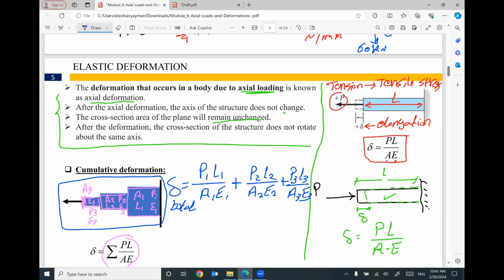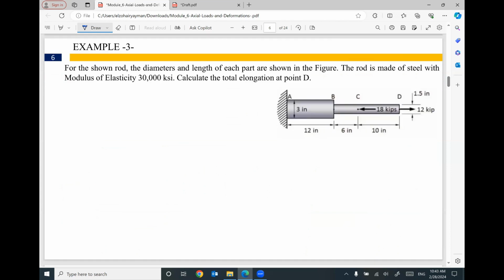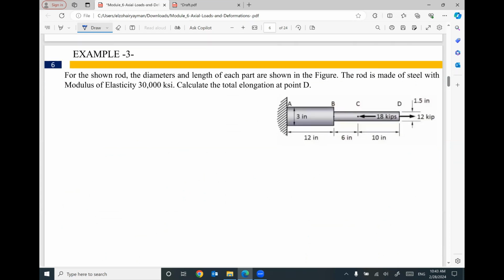Does that make sense? We have many examples covering this point. The first example is this one. For the shown rod, the diameters and the lengths of each part are shown in the figure: part AB, part BC, part CD. The diameter is given and the length of each part is given. The rod is made of steel and this steel has Young's modulus equal to 30,000 KSI. We need to calculate the total elongation at point D. At this end D, what is the total elongation?